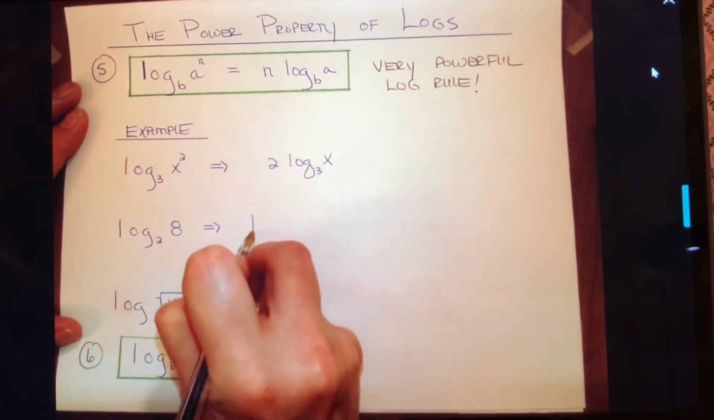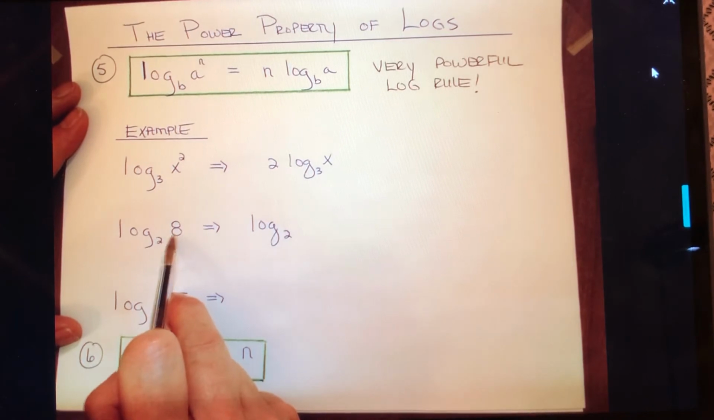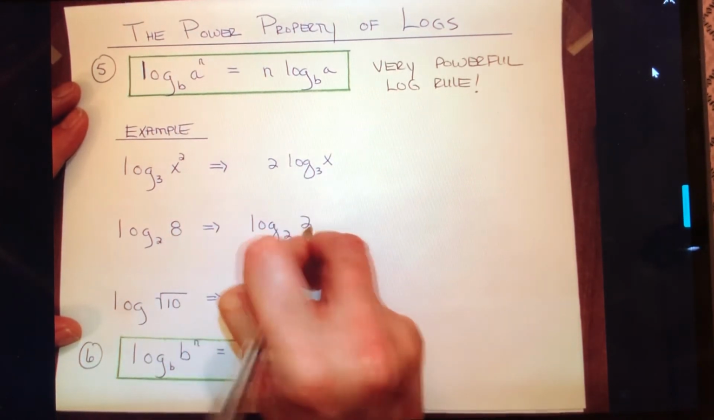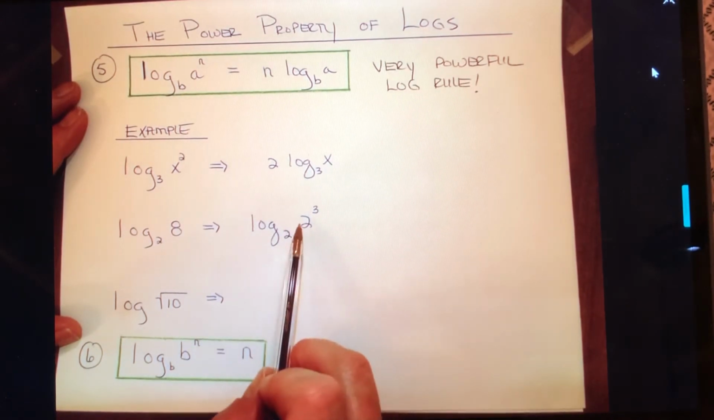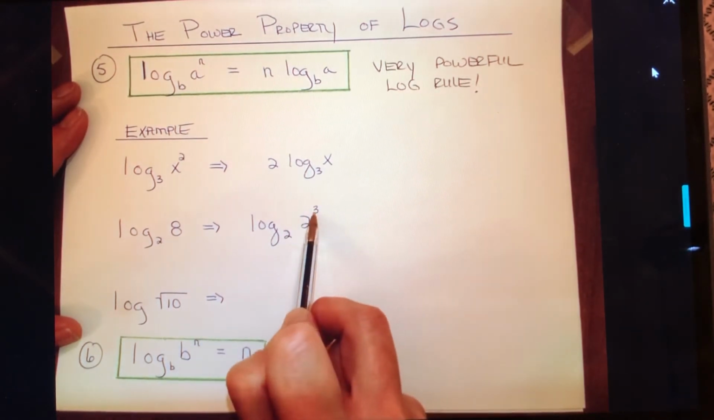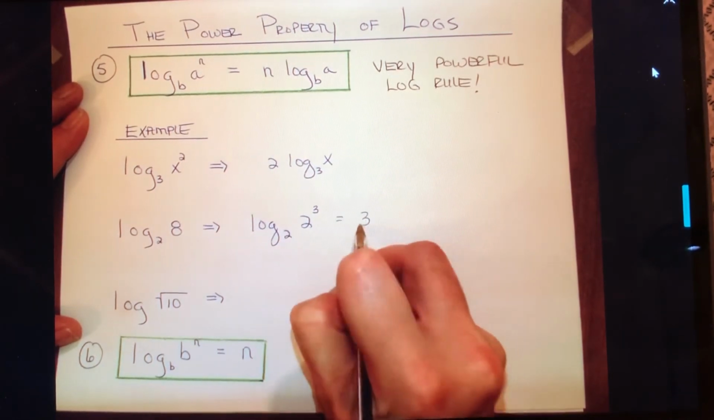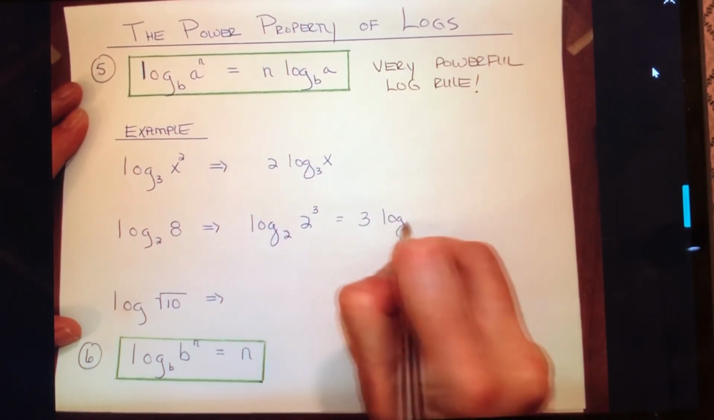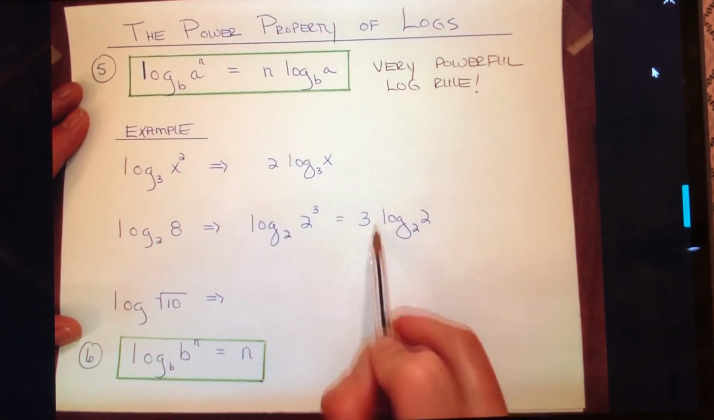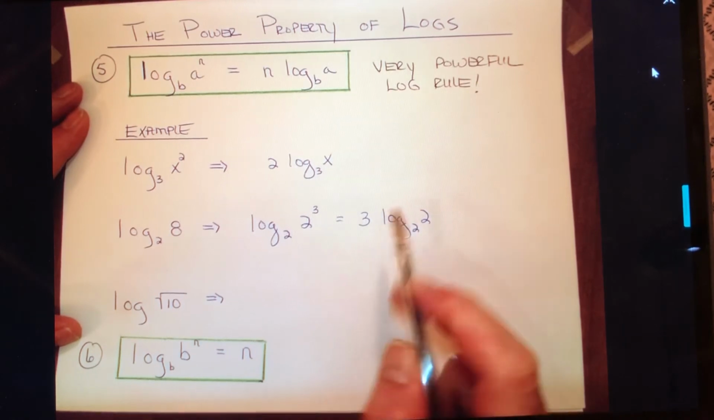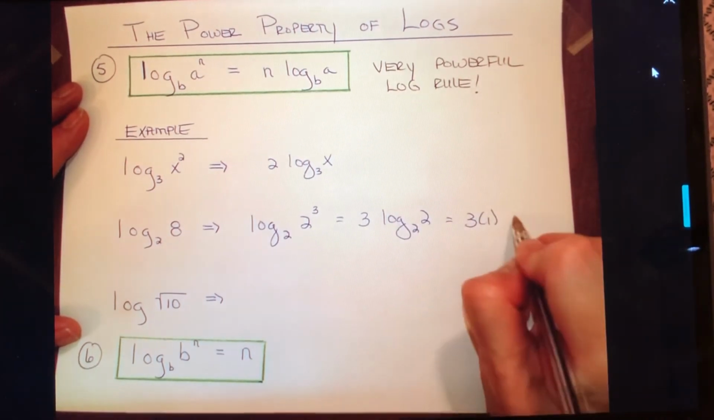So if you think about it, 8 is 2 cubed. So we're going to go ahead and rewrite 8 as 2 cubed. And now we have that rule going on where this power can drop down in front. So I'm going to rewrite that as 3 times the log of 2, base 2. This was that log rule that equals 1. So this is actually just 3 times 1, which is 3.